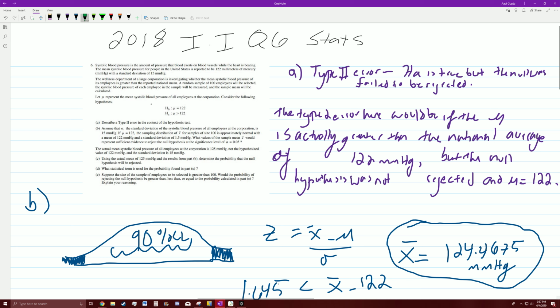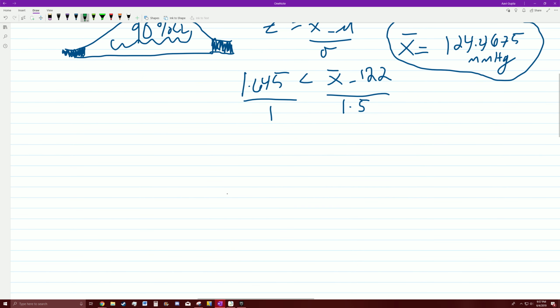All right. The actual mean systolic blood pressure of all employees at the corporation is, okay, they're telling us the true mu is 125 millimeters of mercury, not the hypothesized value of 122. So it's actually 125, not 122. But the standard deviation is the same. Using the actual mean of 125 and the results from Part B, determine the probability that the null hypothesis will be rejected.